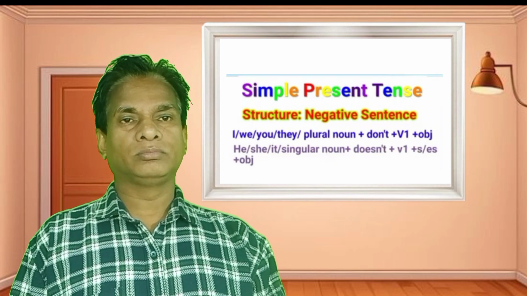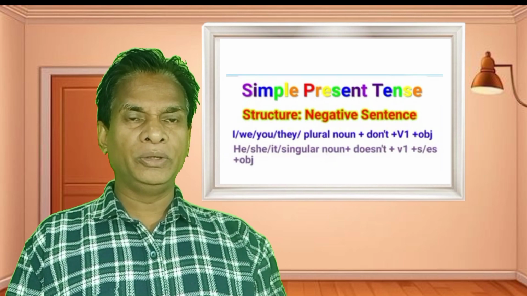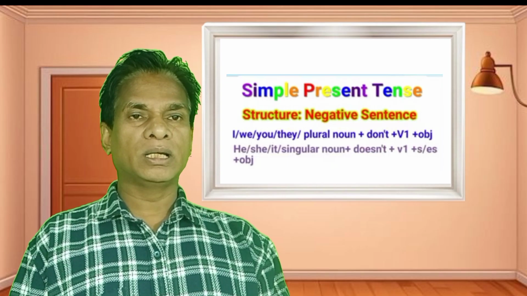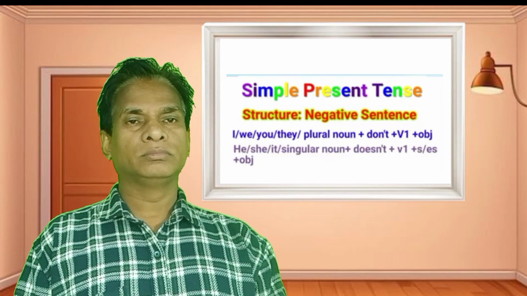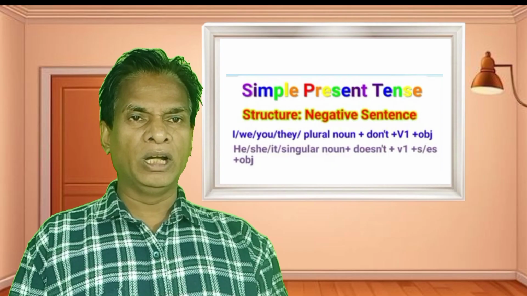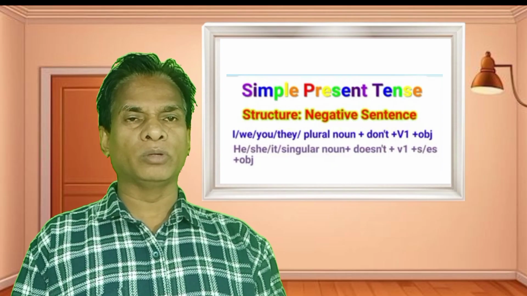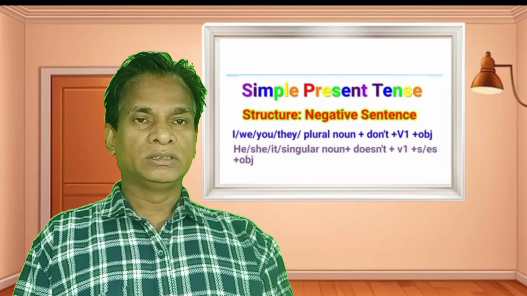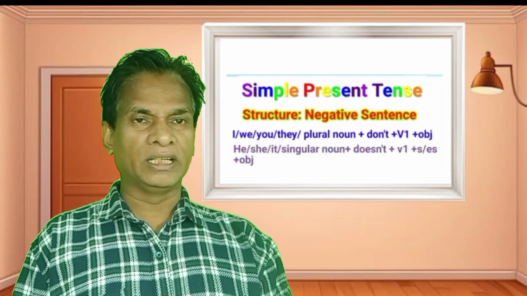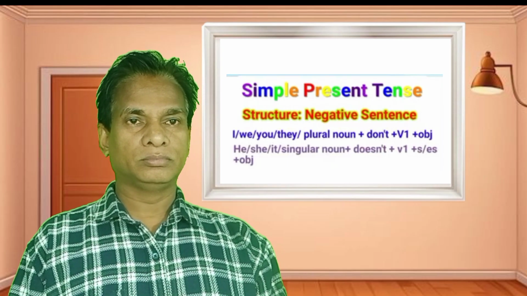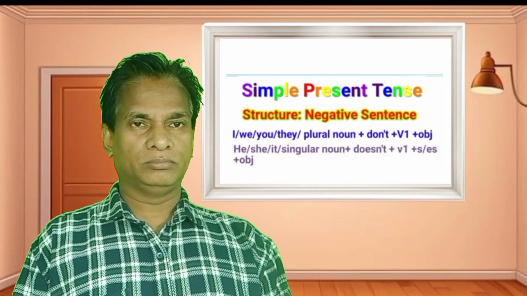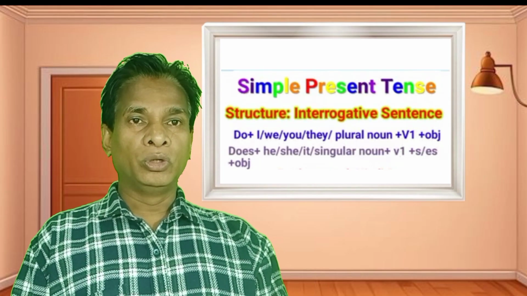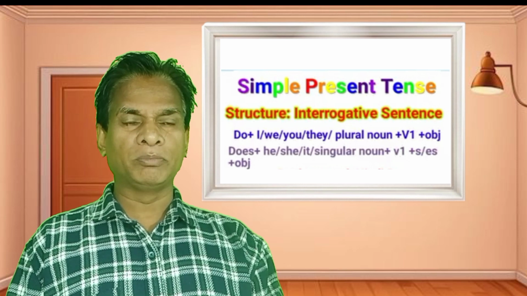Negative sentence: I, we, you, they, plural number plus don't plus V1 plus object. He, she, it, singular number plus doesn't plus V1 plus object. Example: Nidhi doesn't play cricket. They don't speak Hindi.